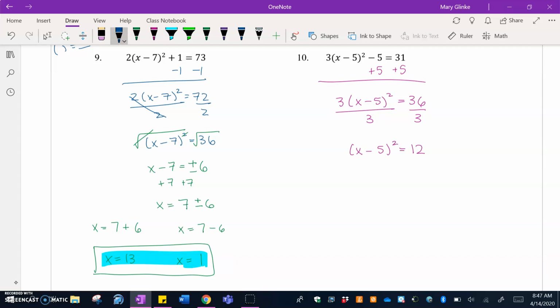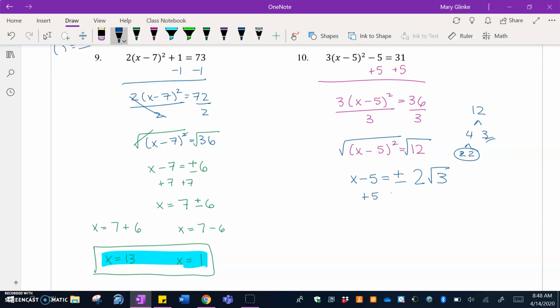Now the squared part is by itself. We're going to undo the square by square rooting, and we're just left with whatever was being squared, which in this case was x minus 5, equals plus or minus. The square root of 12 is not something that we know off the top of our heads, so we're going to break it down and bring out the number pairs and leave behind anything that's not paired up.